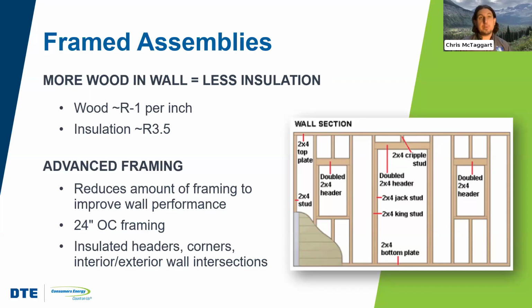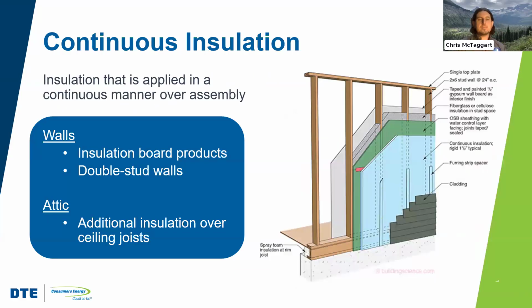That can be done through advanced framing methods, like only having single top and bottom plates, having 24-inch on center spacing, having insulated corners, insulated headers, and having insulated interior to exterior wall sections, aka ladder tees. All these things can be done in order to improve the amount of insulation that you have in a wall and reduce conductive heat transfer off of that wall assembly.